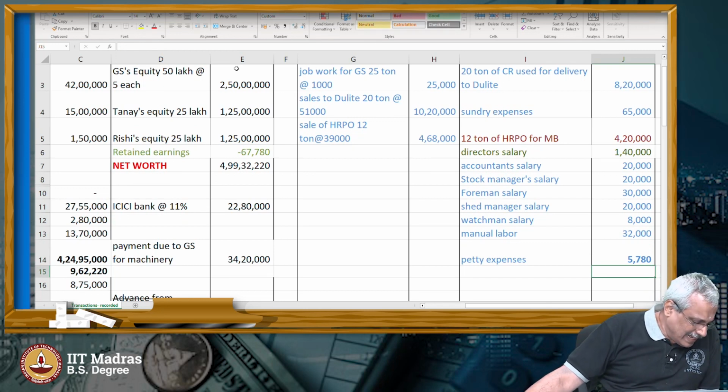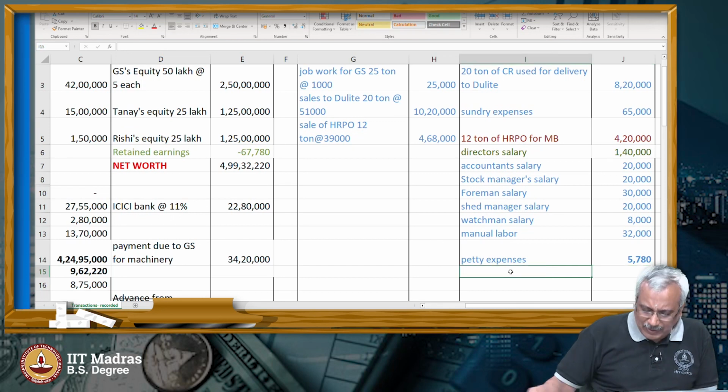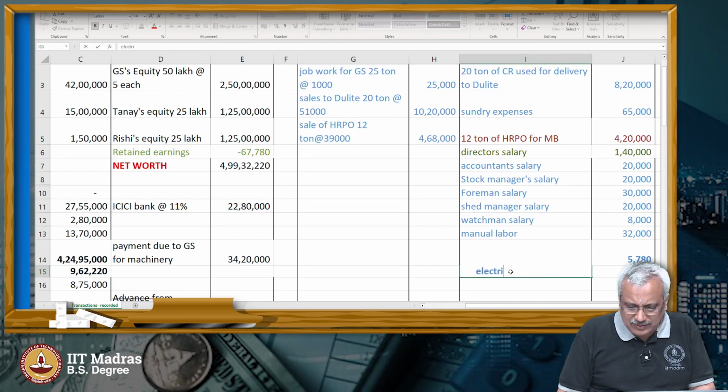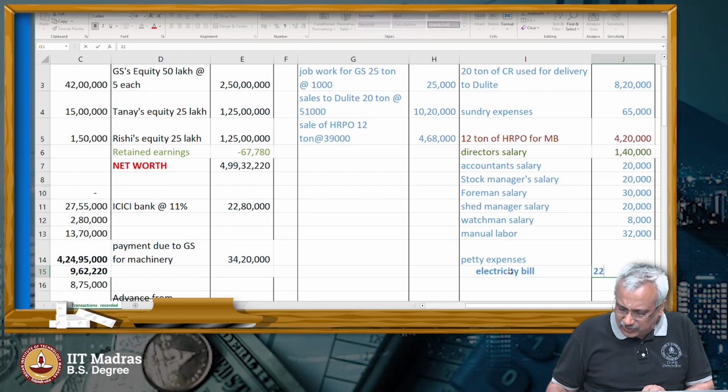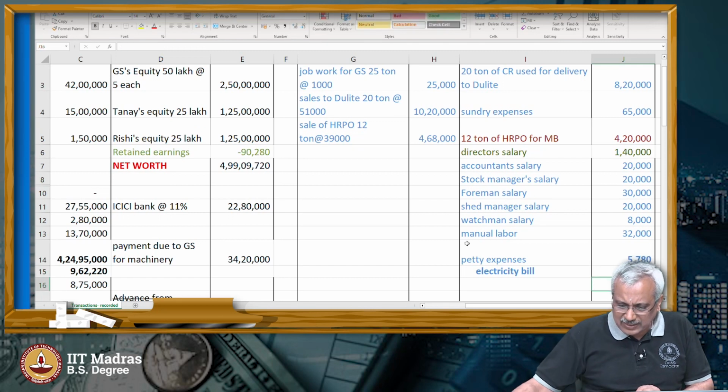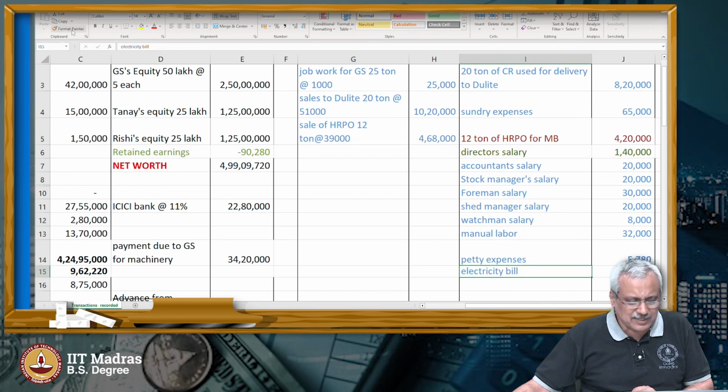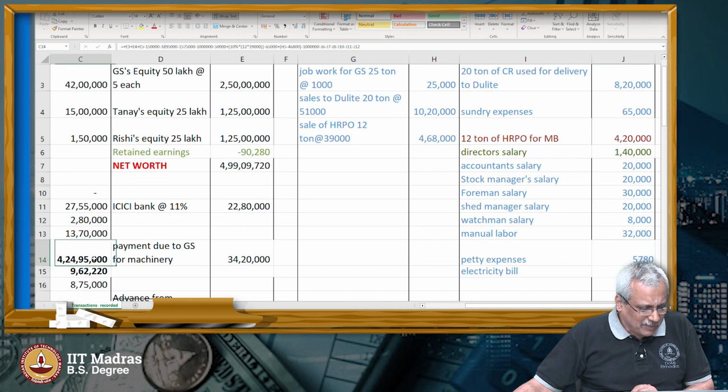Now it says electricity bill 22,500 paid through check. So, expenditure, electricity bill, it is 22,500 paid through check. That means, first of all, it is an expenditure, so let us write that as an expenditure, but paid through check.